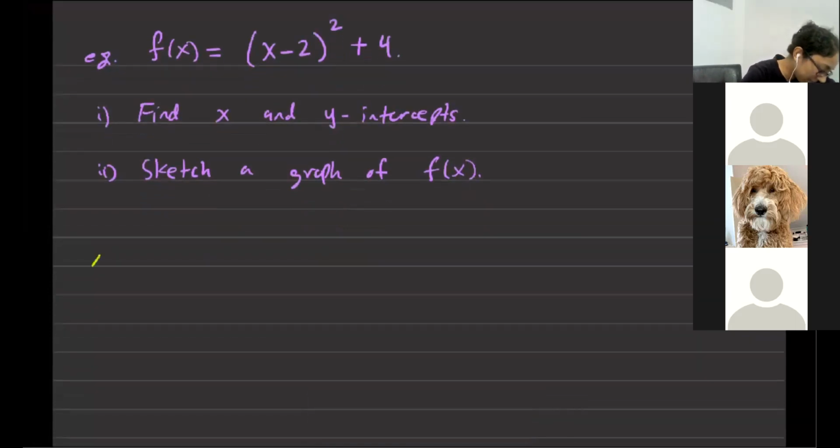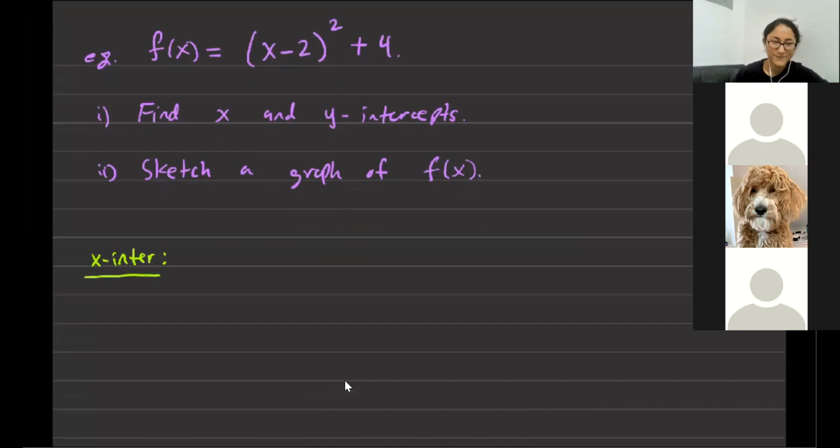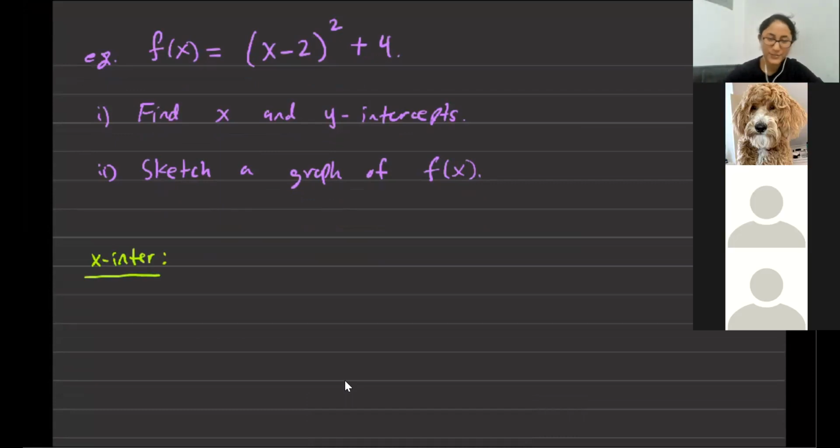So for x-intercept, who remembers what's the rule? How do we find x-intercepts? Anyone? We set x equal to 0. No, not quite. We set y equal to 0. Remember, for x, you set y to 0. For y, you set x to 0. The opposite component is 0. So I'm going to set y equals 0.